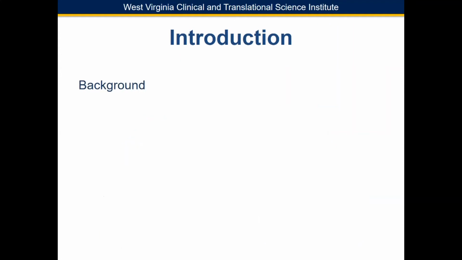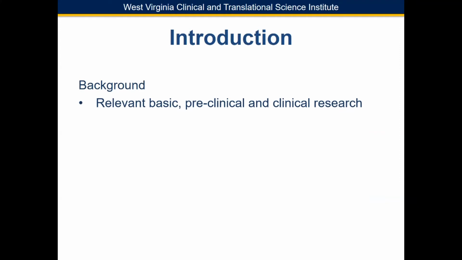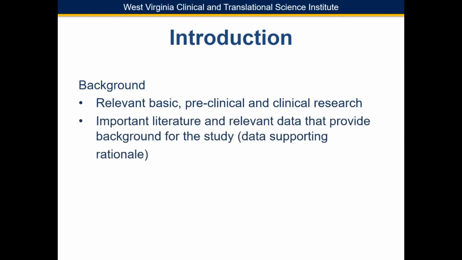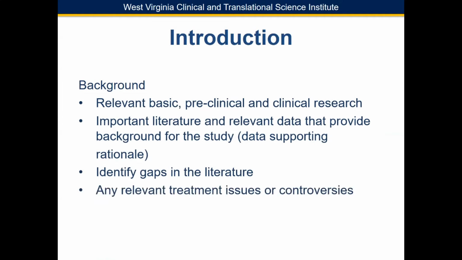So let's talk about the background. Relevant basic preclinical and clinical research, important literature and relevant data that provides background for the study. What you're doing here is providing data supporting your rationale. You might identify gaps in the literature. Maybe you're looking at chronic back pain and you notice that nobody looked at individuals that were 60 plus years, so make sure you provide that in your introduction. And then of course, any relevant treatment issues or controversies as well.